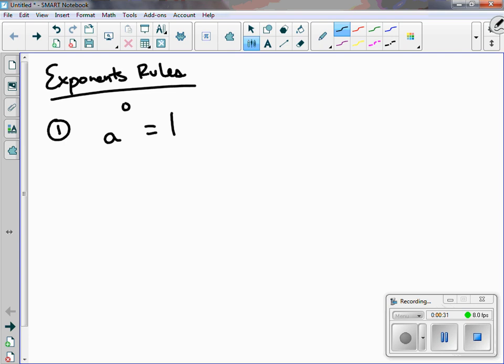So if I have a to the 0, it's 1. If I have 3 to the 0, it's 1. If I have negative 2 to the power of 0, it's 1. Okay, that's one of the easier ones to work with, but it is still an important one.